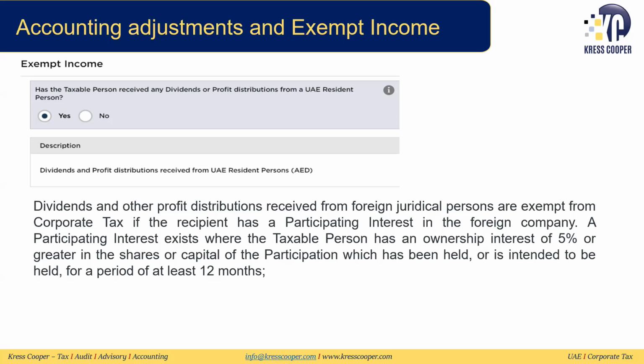Now, if there is a dividend or other profit distribution we have received from a foreign juridical person, then that is conditional. It is only exempt if you are meeting the conditions, if there is a participation interest in the foreign company. Some of the conditions are that the ownership should be 5% or greater in the shares or capital of the participation, and it has to be held for at least a period of 12 months. There are other conditions as well, like it has to be taxed at least 9% in the other jurisdiction, the foreign jurisdiction. So all the conditions need to be met.